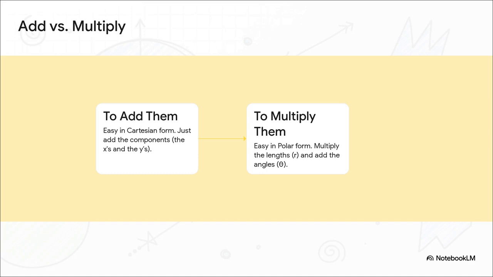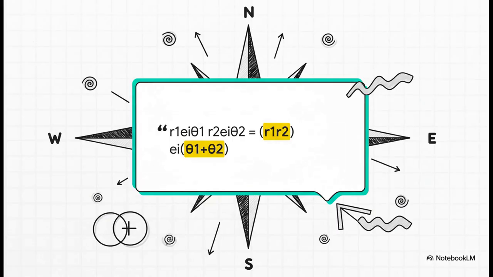Easy. But if you want to multiply them, oh, that's where the polar form is an absolute lifesaver. You just multiply their lengths, r, and add their angles, theta. It turns what would be a really messy process into simple arithmetic. Now, this formula might look a little intimidating, but don't worry, it's just the mathematical way of saying what we just said.